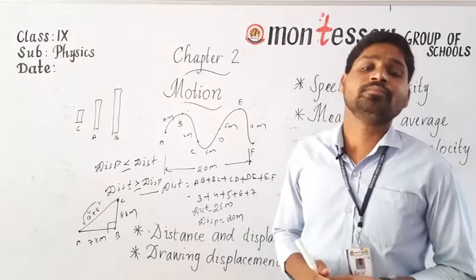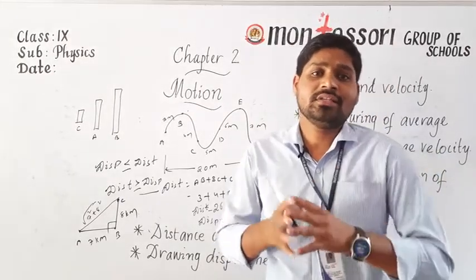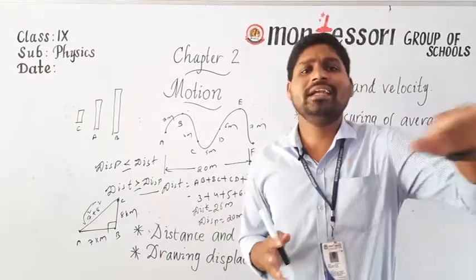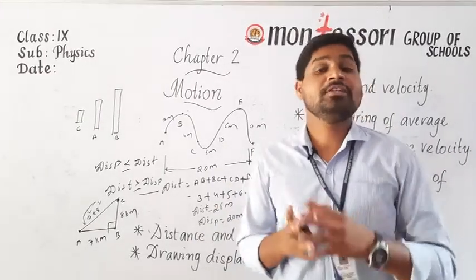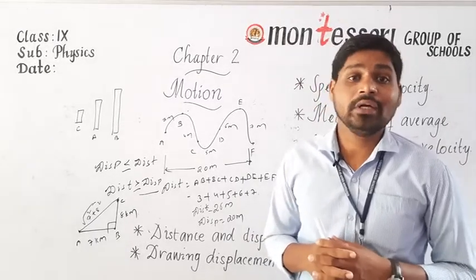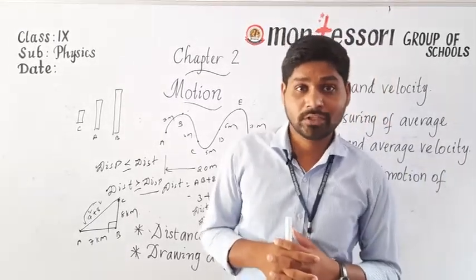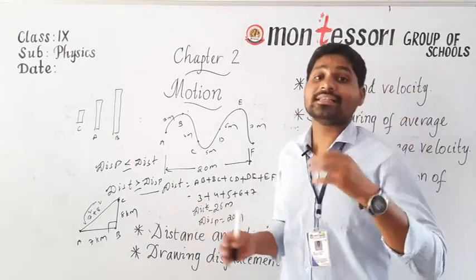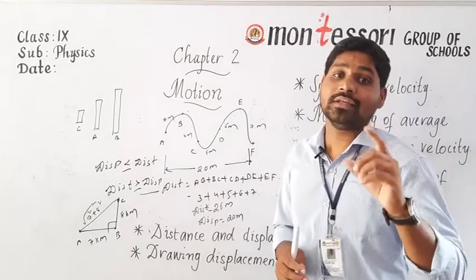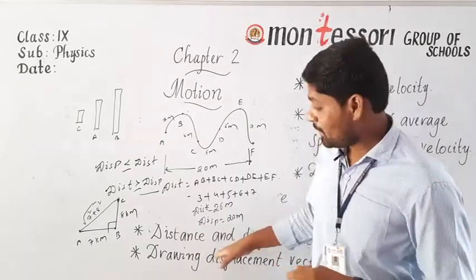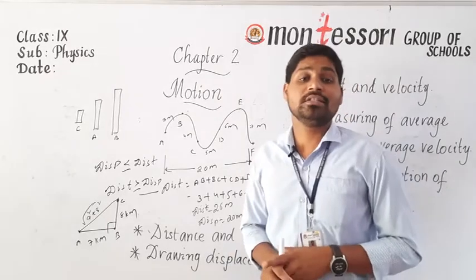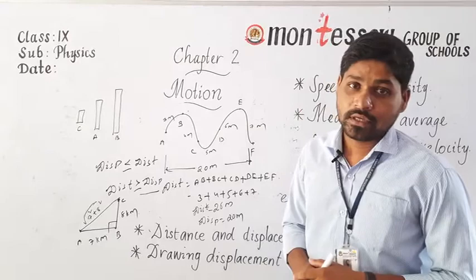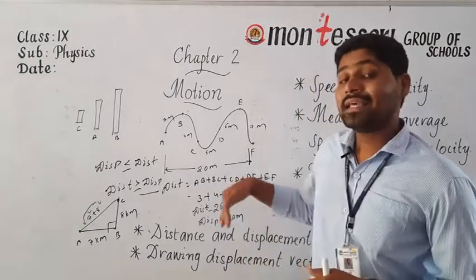Remember, distance has only magnitude, there is no direction. We can go in any direction. But displacement has both magnitude and direction. So we call distance a scalar quantity because it has only magnitude, no specified direction. Displacement is a vector quantity because it has both magnitude and direction. Next we are going to see scalar and vector quantities.